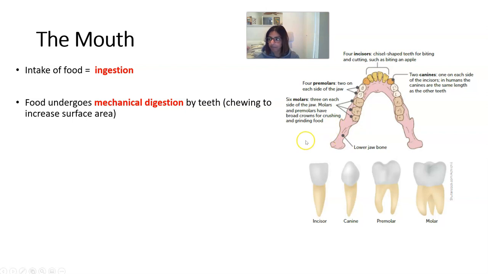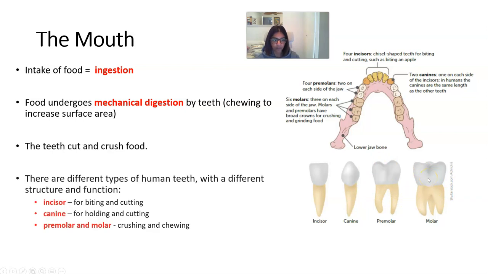Now there are 4 different types of teeth found in the mouth, and we can group them into 3. We have the incisors, the canines, and the molars, which are categorized as the premolars and the molars themselves. We can see that each of these types of teeth have specific functions, so we can see that with the incisors they have that flat chisel top to them, and that aids with cutting and biting of food.